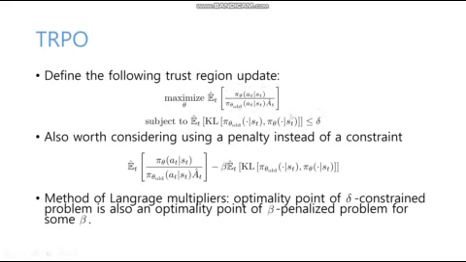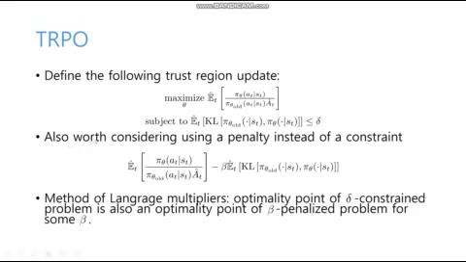We can also use other kinds of distance measures like Euclidean distance in parameter space or whatever else, but probably this distance measure is the most intuitive because this deals with the policy distributions themselves.